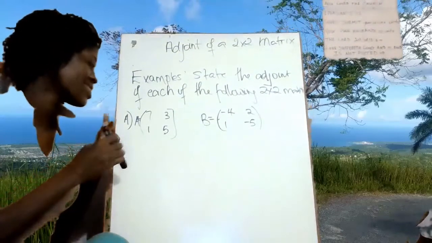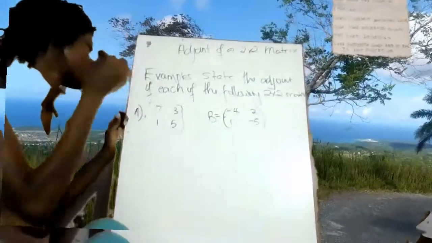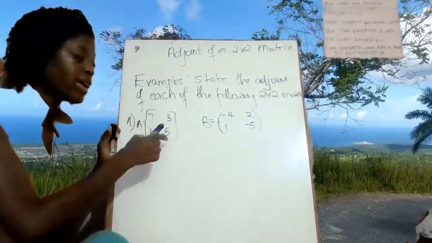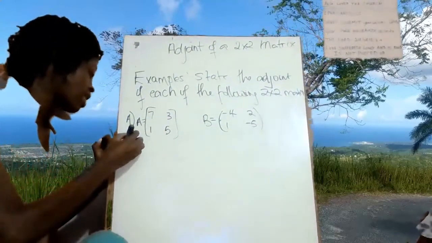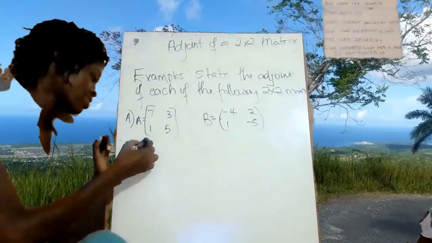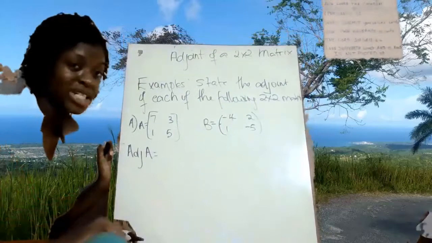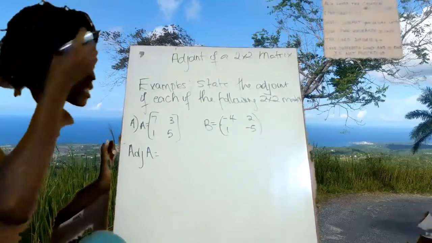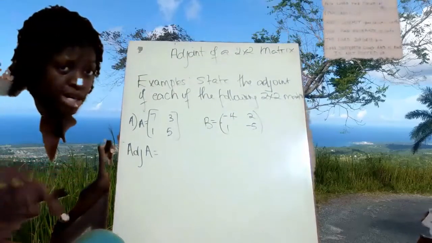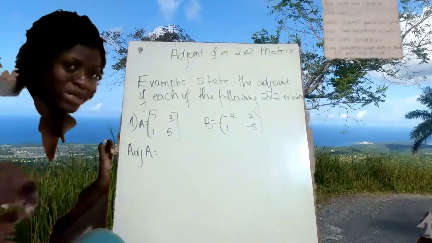The first one is matrix A, equal to 7, 3, 1, 5. So we're finding adjoint A, and you can put ADJ for adjoint. A adjoint equals, what do we say we do? And I hope you wrote the notes from the last couple seconds. If you didn't, rewind, pause the video, write the notes. Don't be lazy.